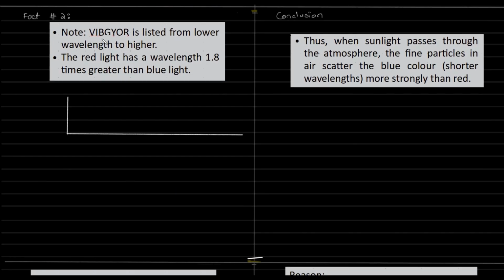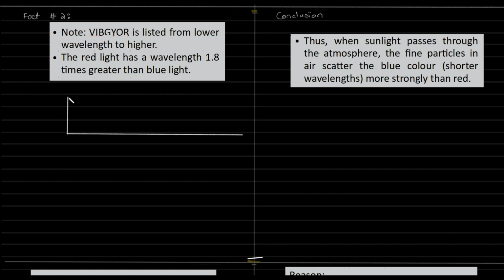Second fact, in VIBGYOR, this is listed from lower wavelength to higher. So violet has the lowest wavelength while red has the highest wavelength. Red has a wavelength which is almost 2 times that of the blue. So compared to blue, red is almost 1.8 times.